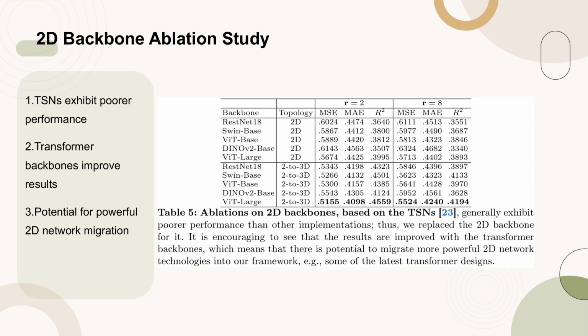Table 5 presents an ablation study on 2D backbones, specifically focusing on the TSNs, which generally show inferior performance compared to other implementations. To enhance performance, the 2D backbone was replaced. The results indicate that transformer-based backbones significantly improve performance, suggesting the potential to integrate more advanced 2D network technologies into the framework, such as the latest transformer designs.